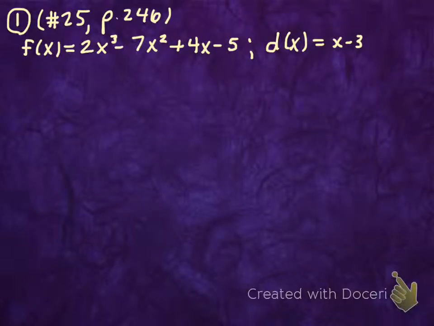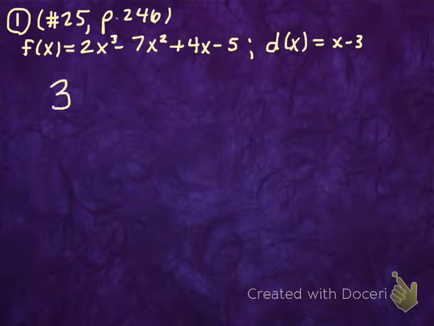On number 1 from the BAT list, you are to divide d of x into f of x and then write your answer in fraction form. So we can use synthetic division here because of the fact that our d of x is linear.